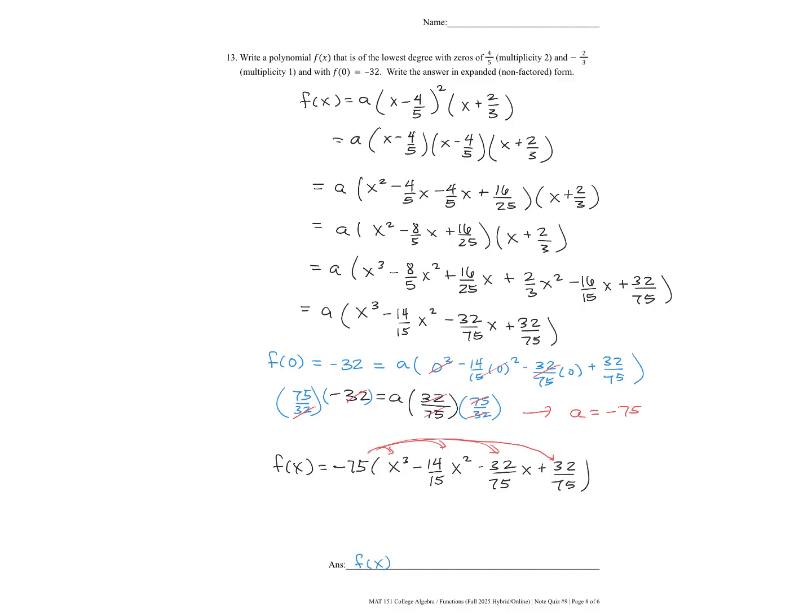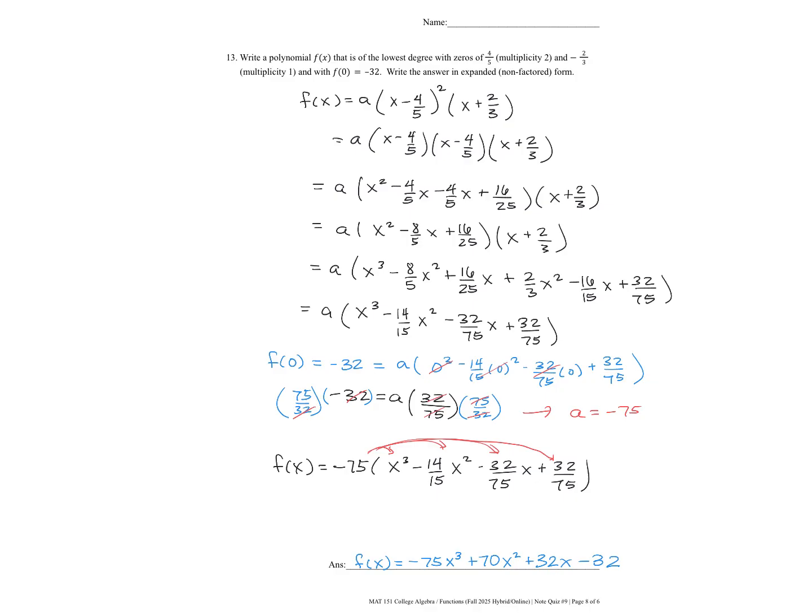F of x is negative 75 x cubed. And then the middle number is going to be a 70 because 15 goes into 75 evenly. And then we're going to have a 32x. Oh, and it was negative 75, so watch those signs. I almost made a mistake. That's going to be a plus 32x minus a 32 at the end.